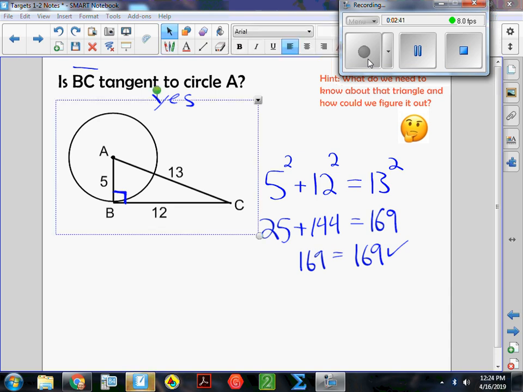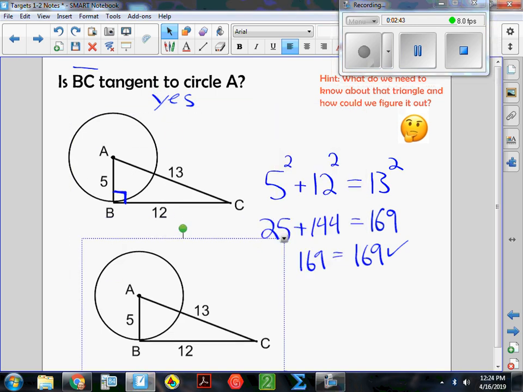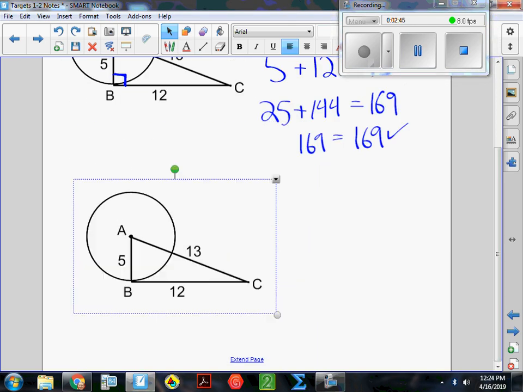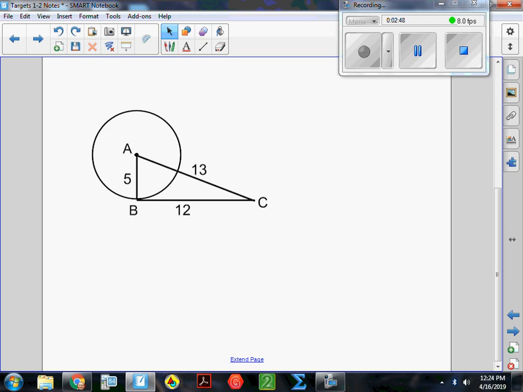Now, another problem I like to do with this problem is to look at it another way. What if we knew that this was a tangent line, but we didn't have this 13 given? The 13 was the entire thing from A to C, and instead we had x. And x only went to that point and then to C. So we were trying to find out what x was. If I knew that the radius from A to B was 5, and that B to C is 12, how could I find x?